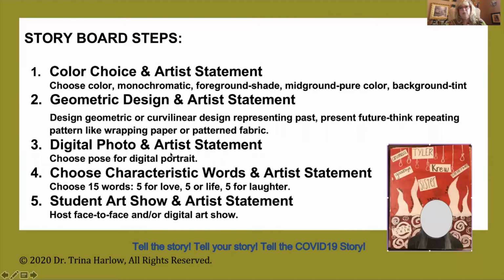Now I'm going to walk you through the storyboard steps. Over here in the bottom corner of the screen is a storyboard more like what students are doing. So the first step is students choose a color and they write an artist statement. They do a monochromatic painting where they divide the canvas into 3 horizontal layers. A foreground is a shade, the midground is the pure color, and the background is a tint.